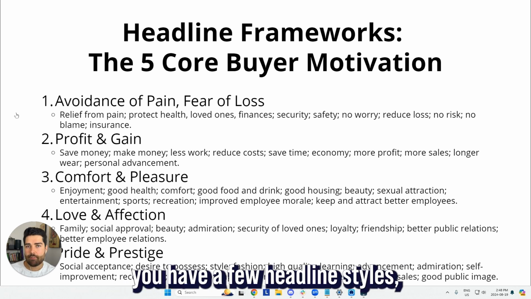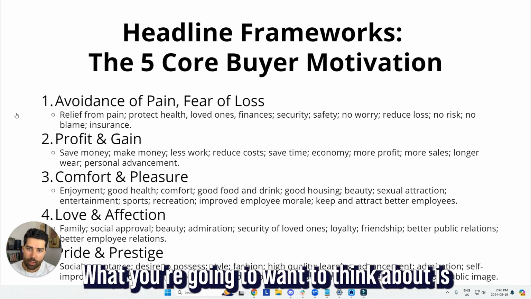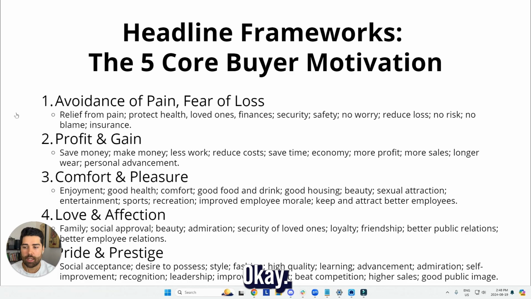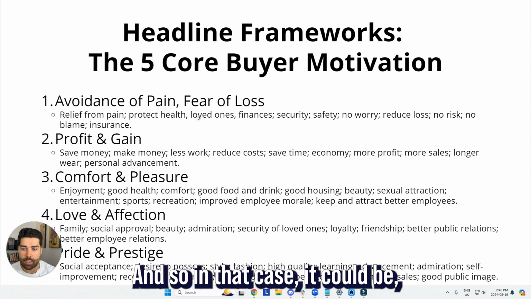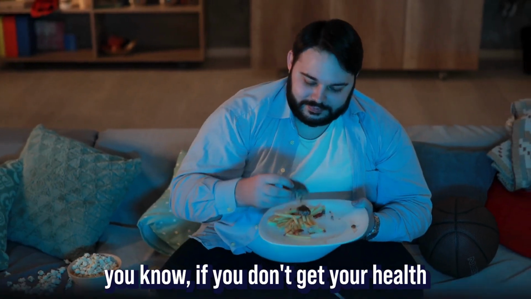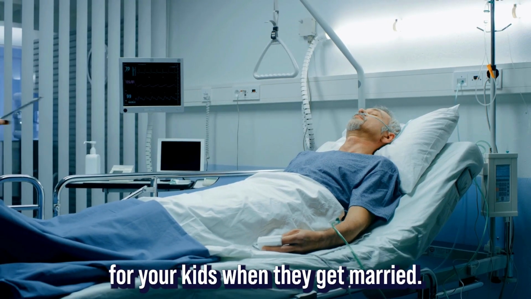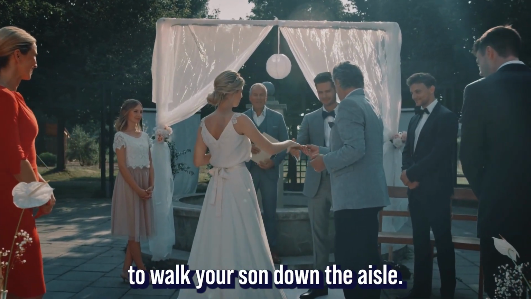Okay, so once you have a few headline styles, you have a bunch of different variations of those, what you're going to want to think about is which buyer motivation are you appealing to, okay? Is it the avoidance of pain, fear, and loss in your headline? And so in that case, it could be, if you don't get your health in order in the next 10 to 15 years, you're not going to be around for your kids when they get married. You're not going to be able to walk your daughter down the aisle. You're not going to be able to walk your son down the aisle.